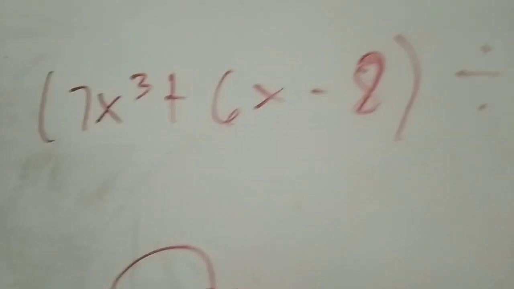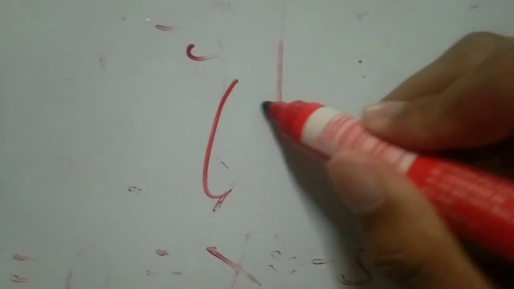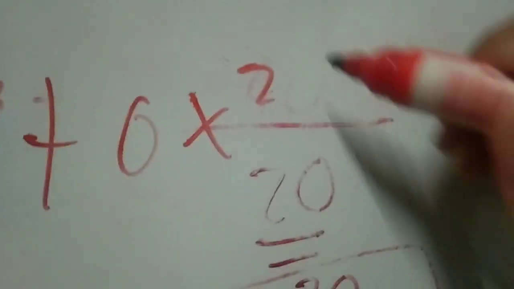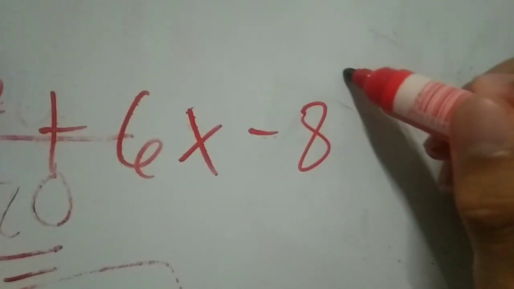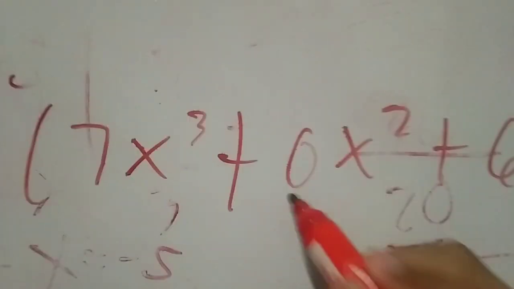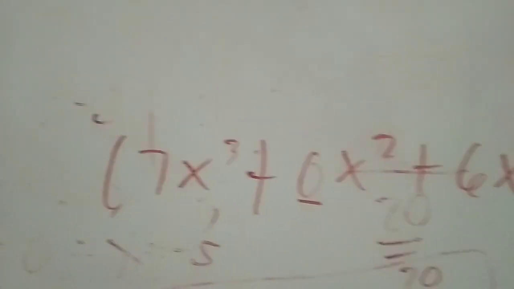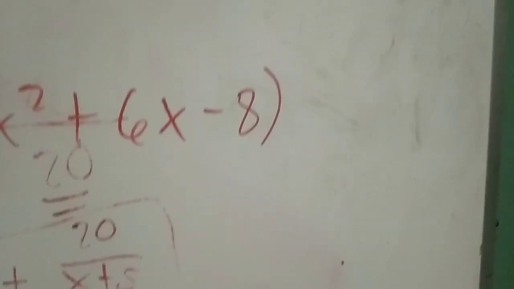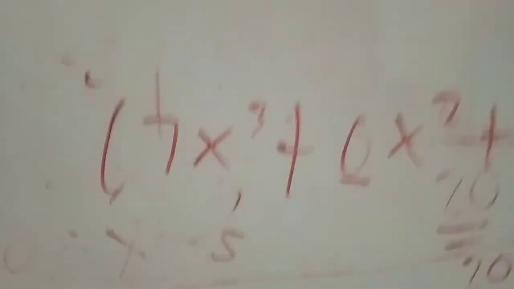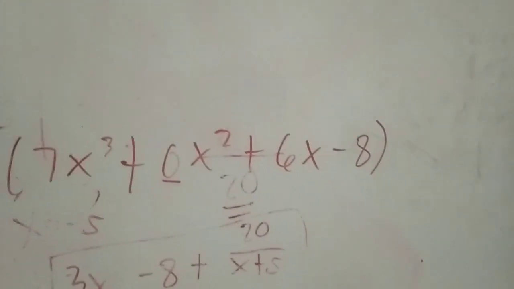Next, with this function, we must add an extra term to satisfy the function, which is 7x cubed plus 0x squared plus 6x minus 8. This is going to be important later on. The 0 is very important, as this follows a descending order from cube to singular. Now that we have the complete function, we will find the coefficients.